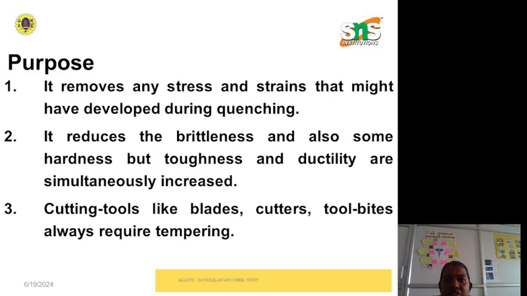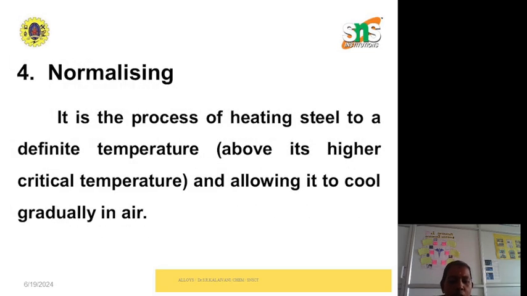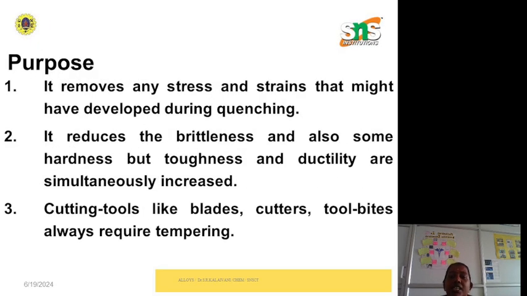The main purpose of tempering is that it removes any stress and strains that might have developed during quenching. It reduces the brittleness and also some hardness, but toughness and ductility are simultaneously increased. Cutting tools like blades, cutters, and tool bits always require tempering.